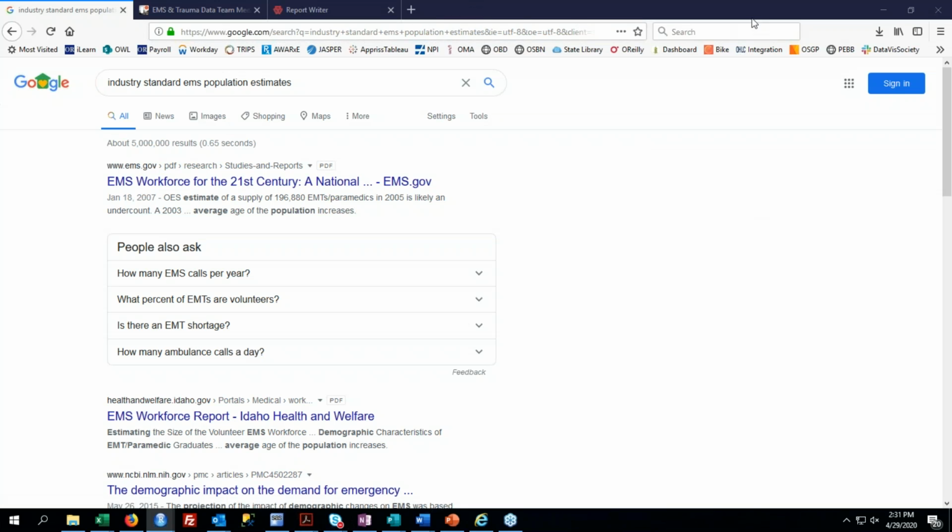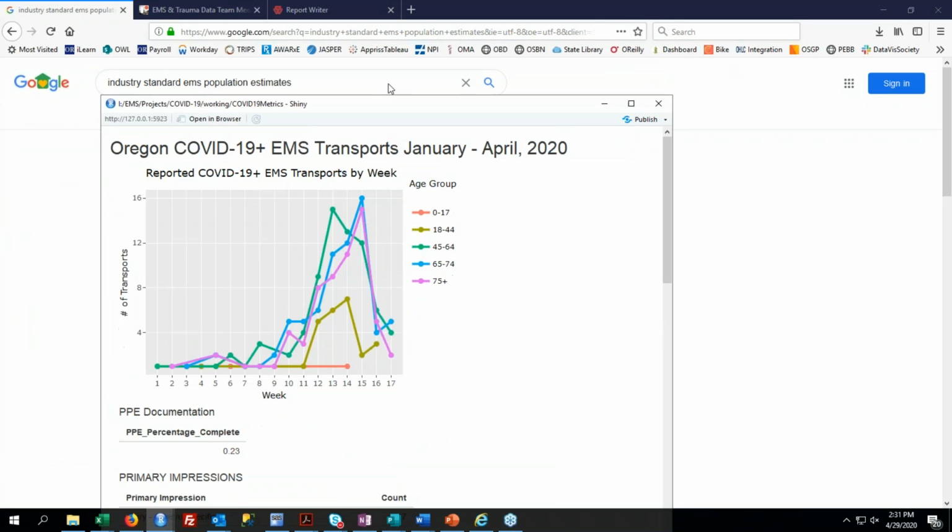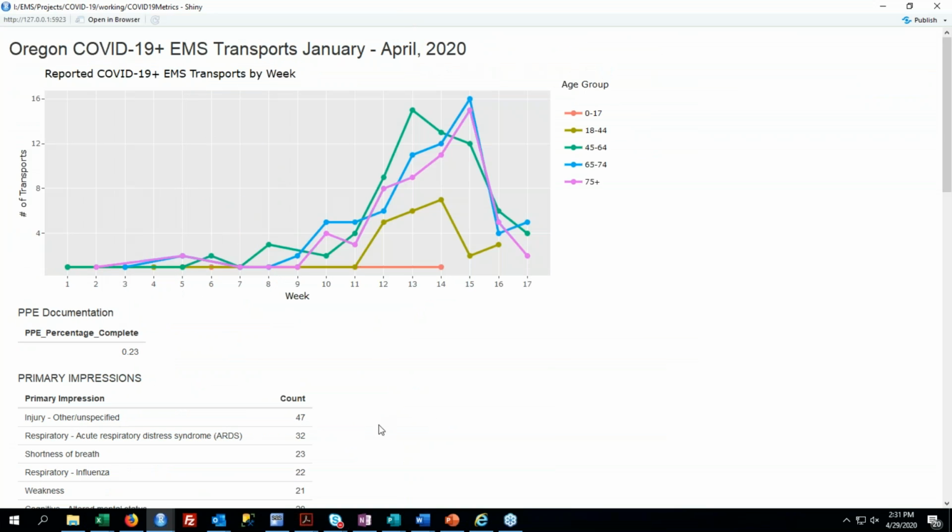I can't see what you can see of my screen. Currently, we're looking at your Google industry standard EMS population estimate screen. Okay. There you go. Perfect. That's full screen now on that graph. That looks great. Okay.